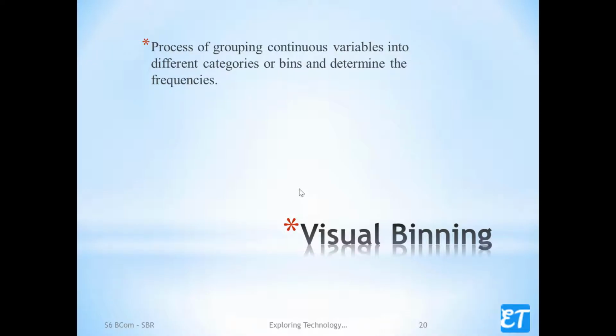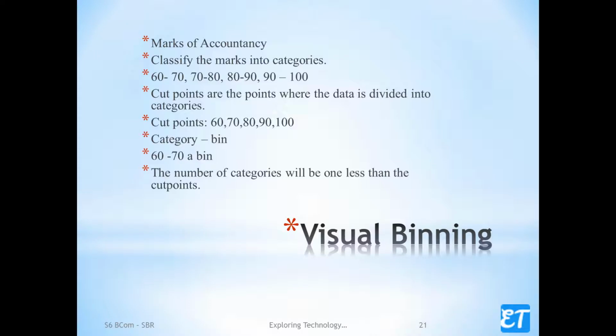Visual binning. It is a process of grouping continuous variables into different categories or bins and determining the frequencies. Suppose in a data set, for example, our data set student, it contains marks of different subjects, isn't it? So marks of accountancy, statistics, marketing, etc. So consider marks of accountancy. Their marks range from 34 to 100.